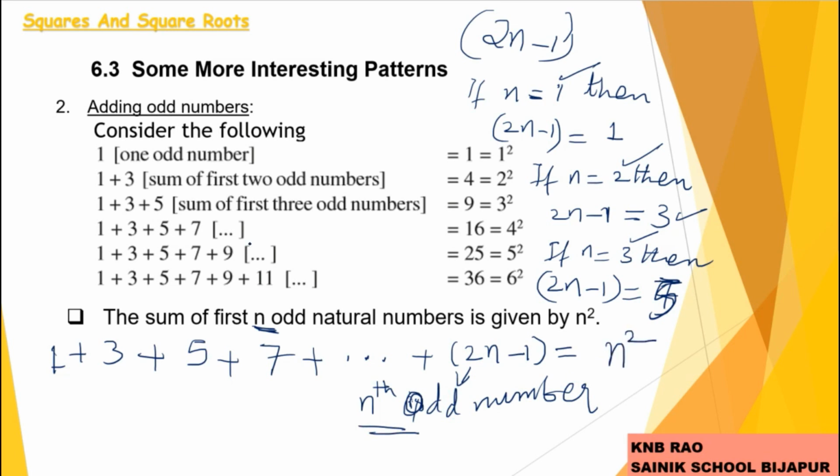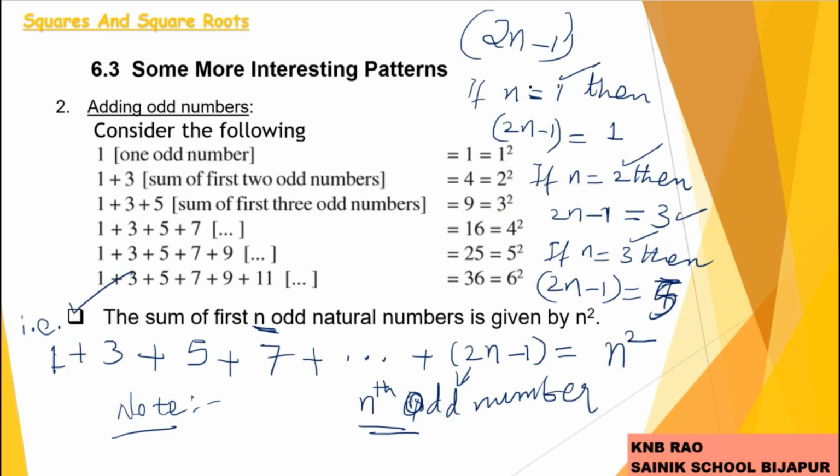So you need to note down along with this property: the sum of the first n odd natural numbers is n square. That is, 1 plus 3 plus 5 plus so on up to 2n minus 1 is equal to n square. Note here, 2n minus 1 is the nth odd number. This is what you have to write down.